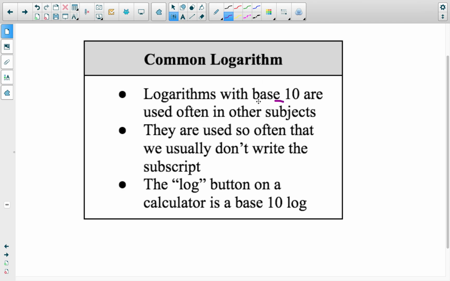Okay, so logarithms with base 10. If we take a log base 10 of something, it's commonly used in other subjects. And this is what the log button on your calculator does. If there's no base written, just assume that it's base 10. They're used so often that we usually don't write the subscript. The log button on a calculator is a base 10 log. So if you have a handheld calculator or a scientific graphing calculator, anything in Desmos, anytime you see a log that doesn't have a base, it's assuming a base of 10.